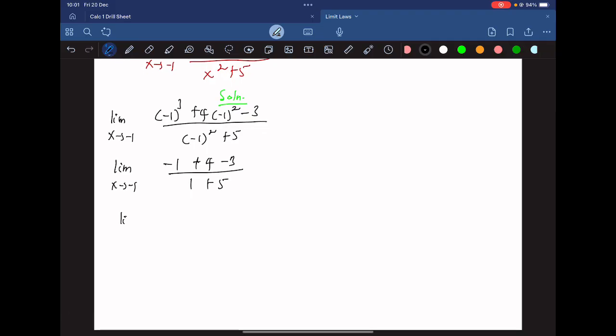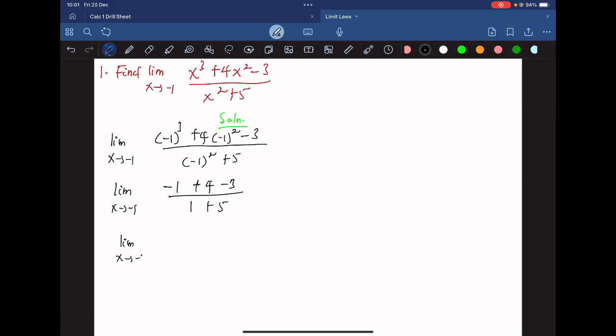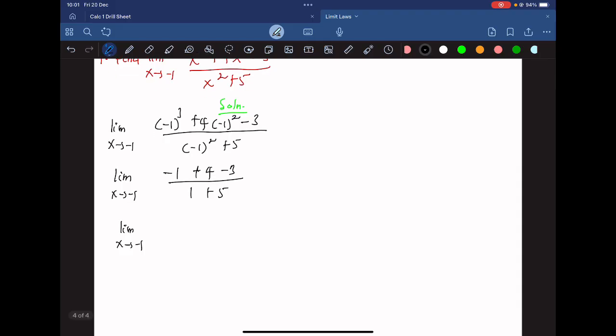Then we get to see that this is the same as the limit as x approaches -1. Now, -1 plus 4 is +3, minus 3, that is 0. Then 1 plus 5 is 6. So this is the same as writing the limit as x approaches -1 of 0 over 6. Remember, this is always 0. So note that the limit as x approaches any value of a constant is always equal to that constant, right? So this is always equal to 0. And this will be our value.